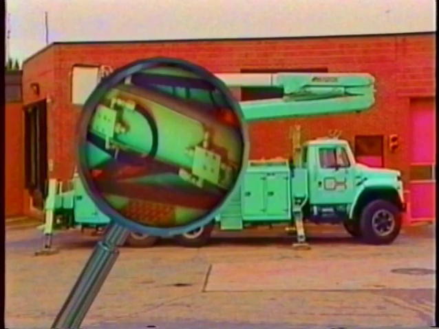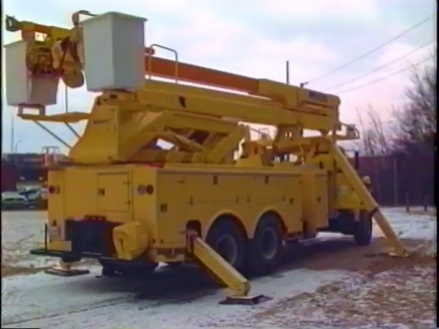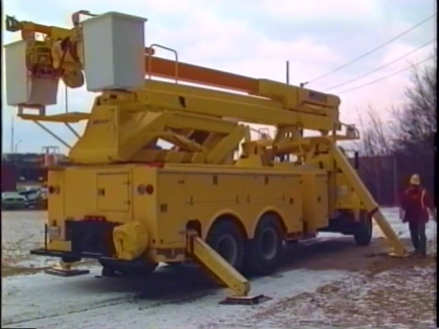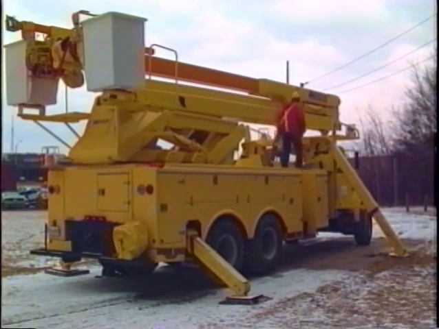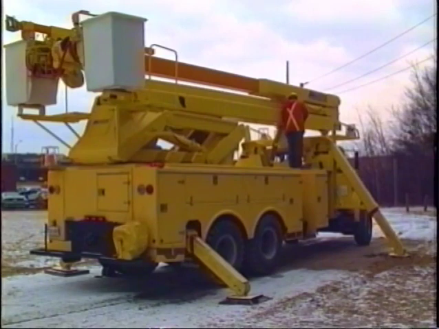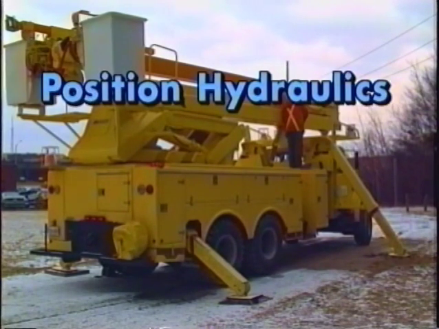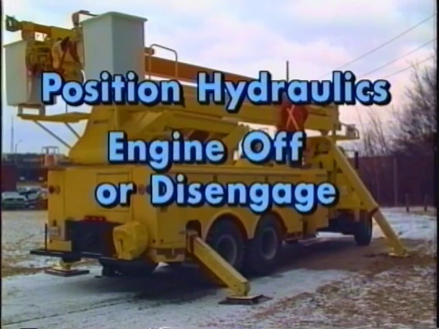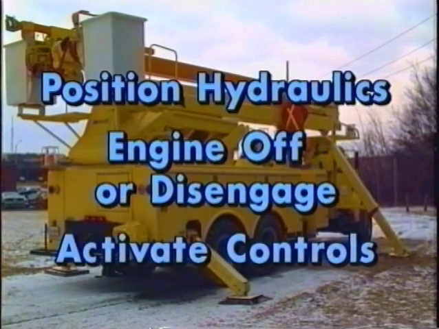Earlier in the program, we talked about the holding valves, which are an essential part of the safety systems of a bucket truck or RBD. Occupational health and safety regulations require that you inspect your vehicle's holding valves every day. To check the holding valves, you follow 3 basic steps, repeated with the components in different positions. Position the hydraulics. Turn off the engine or use the selector valve to disengage the hydraulics. Activate the controls.